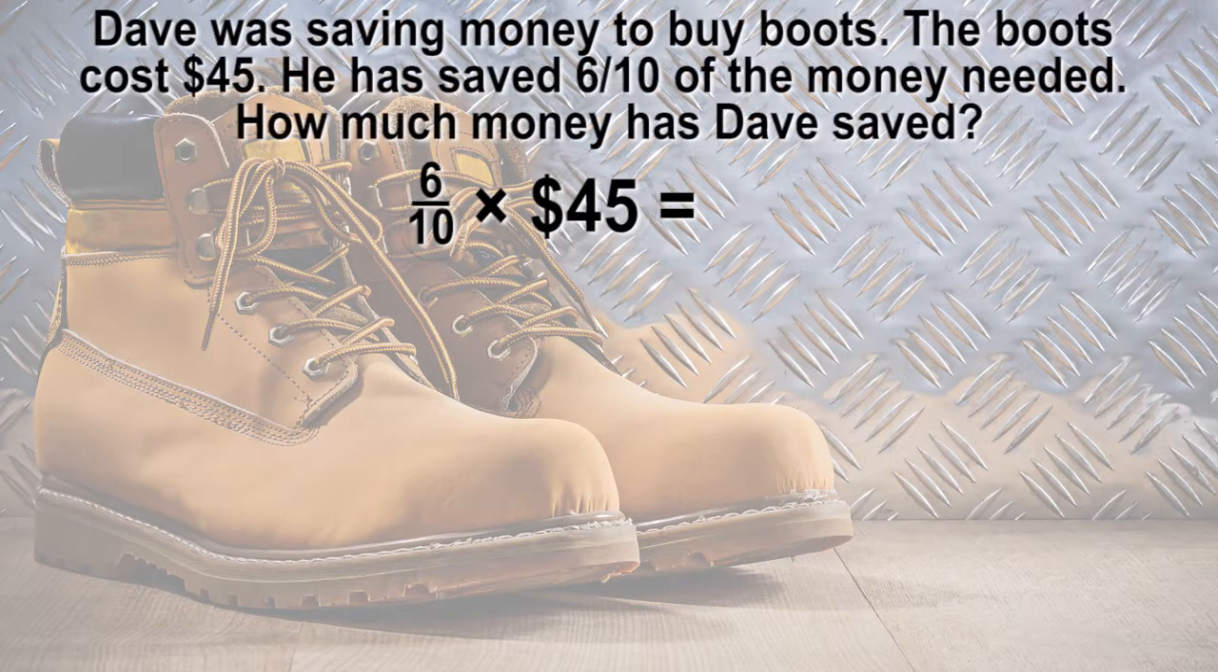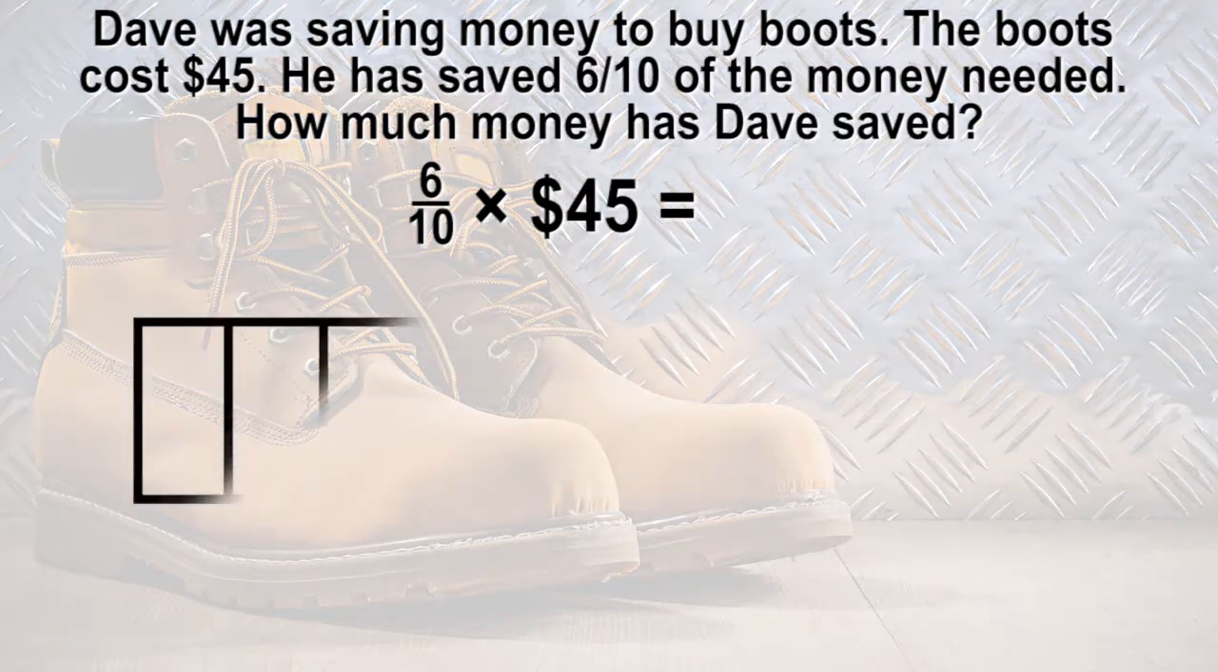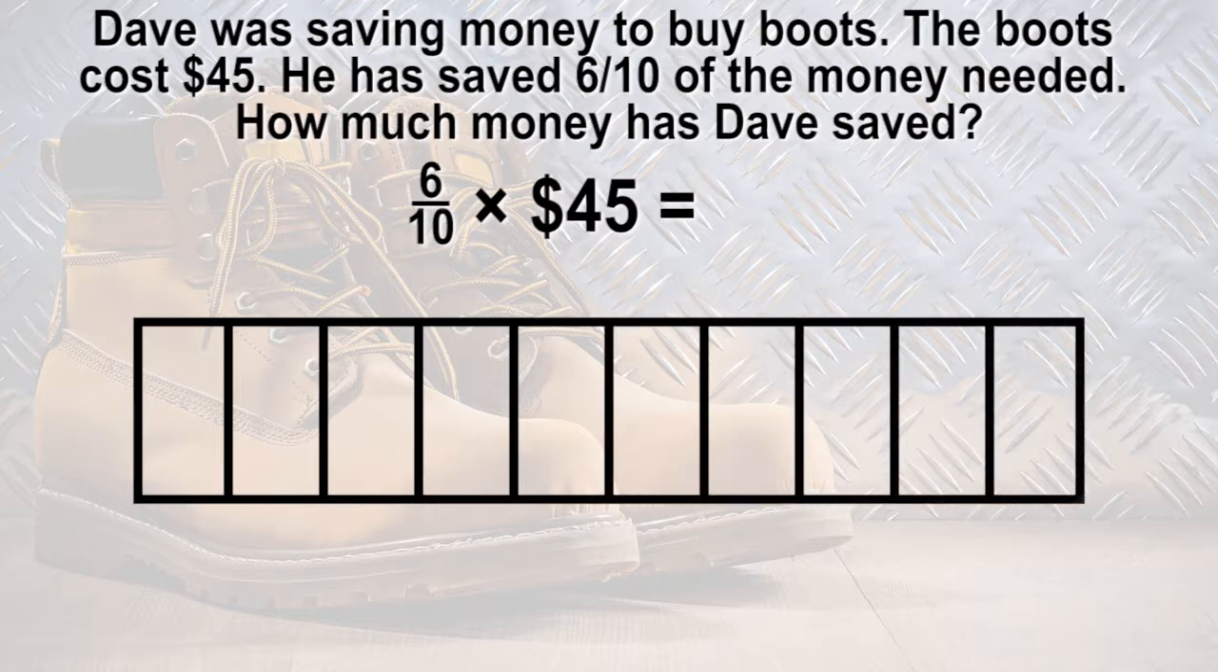Dave was saving money to buy boots. The boots cost $45. He has saved 6/10 of the money needed. How much money has Dave saved? This problem is asking, what is 6/10 of 45? This problem can be modeled by showing a rectangle divided into 10 sections. Each section represents 1/10 of the money needed to buy the boots.